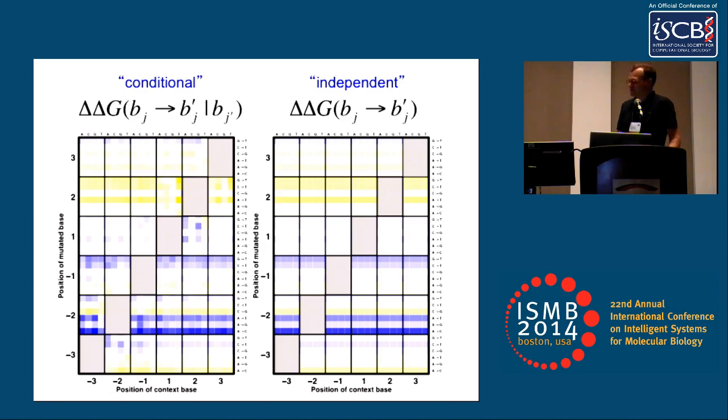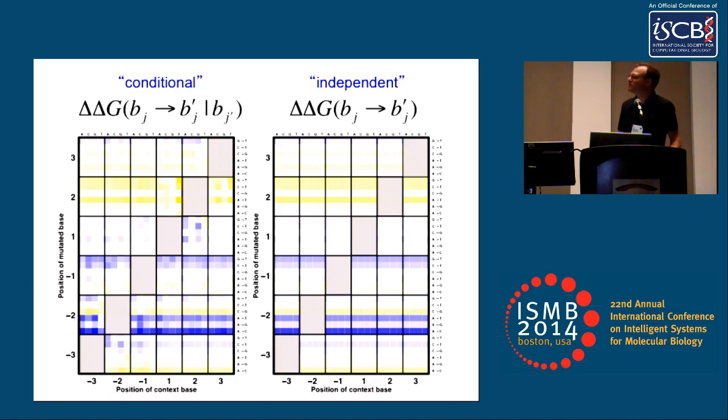I showed this for one particular case of a mutation at some position while keeping a base at some other position fixed. You can do this globally. You mutate the base at position J, and then you keep some other base fixed at a different position J prime. And then you can do a weight matrix-like approximation where it doesn't depend on this context.